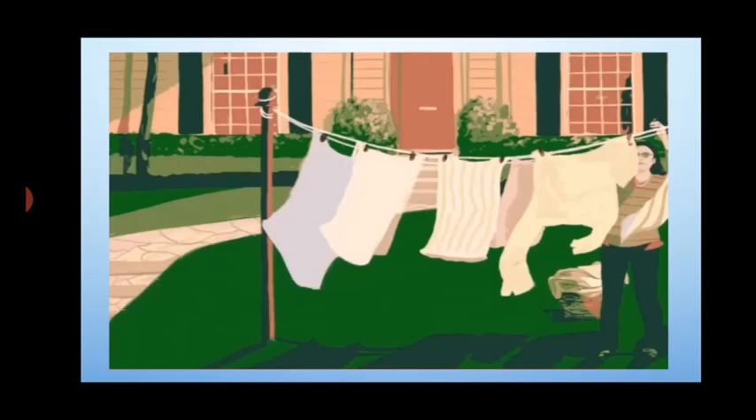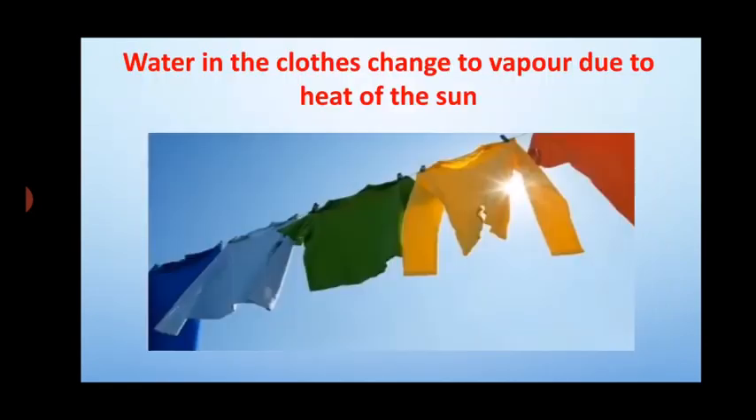What happens to the water which is there in the clothes? They become vapor. When you keep water in a glass and boil it, it becomes vapor. But here, when your mother washes the clothes, the clothes are wet, isn't it? So there is water in the clothes. Something is wet means there is water.